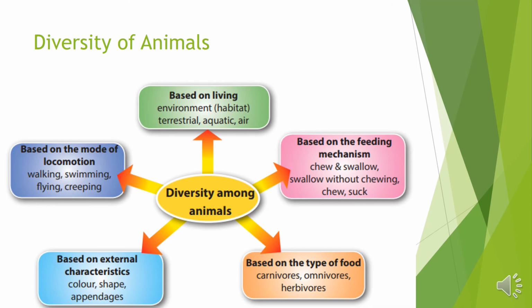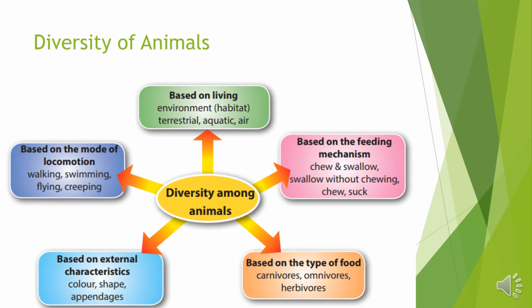And according to the type of food they eat, like carnivores, omnivores, or herbivores. Carnivores are the animals that feed on the flesh of other animals, and omnivores eat the flesh of other animals as well as plant matter, right? And then the herbivores take only plant matter as their food.